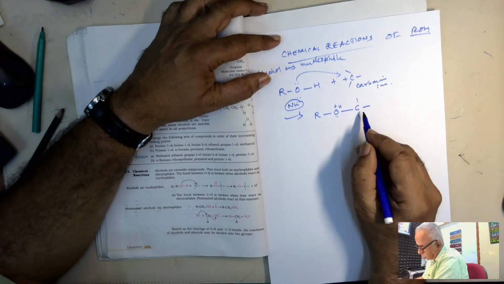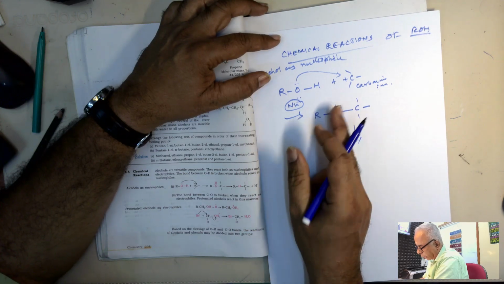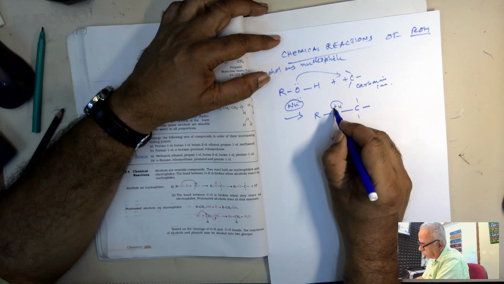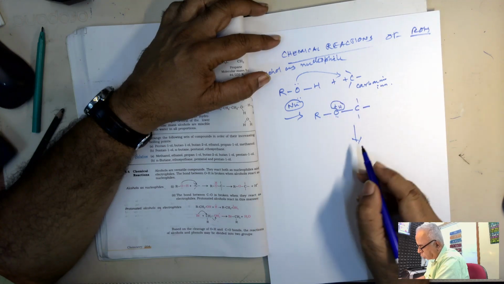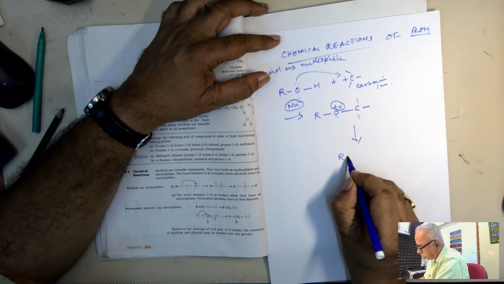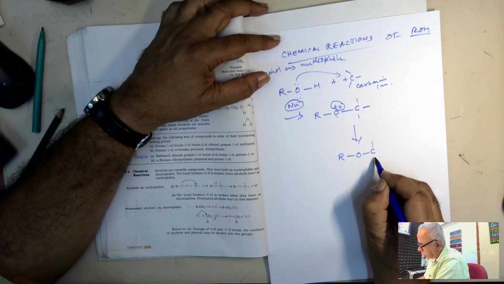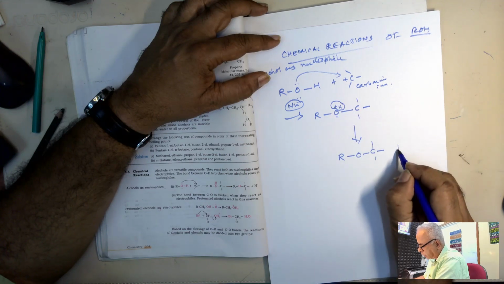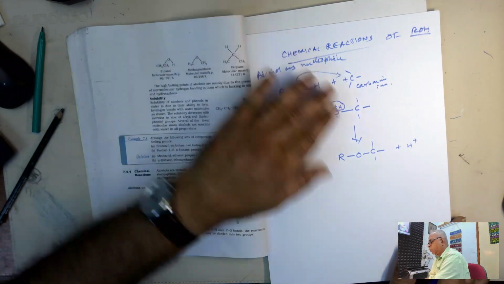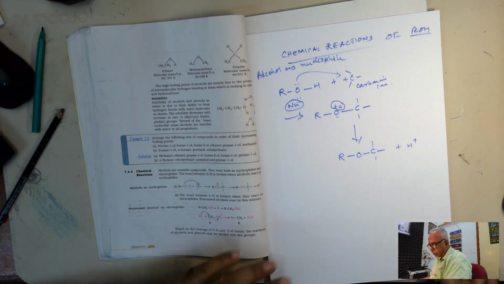Got it? Now, after the nucleophilic attack takes place, this H is removed as a proton finally. So it gets stabilized so that you are able to get RO and then C, and the H is released as a proton. So this is the general mechanism adopted when alcohol acts as a nucleophile.